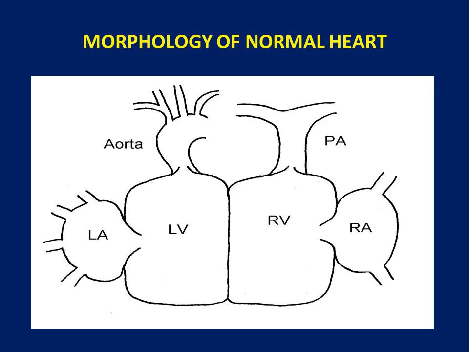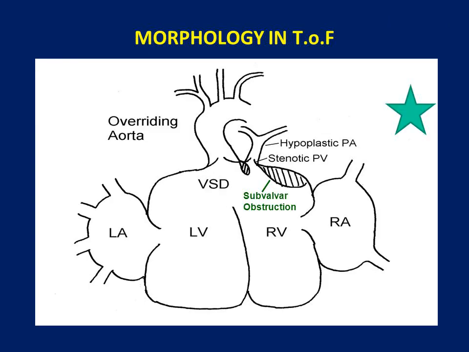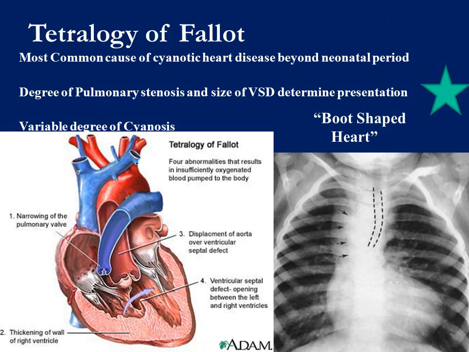Morphology of the normal heart. Morphology of TOF. Subvalvular obstruction. Tetralogy of Fallot, boot-shaped heart. Most common cause of cyanotic heart disease beyond the neonatal period. Degree of pulmonary stenosis and size of VSD determine presentation. Variable degree of cyanosis. Boot-shaped heart.